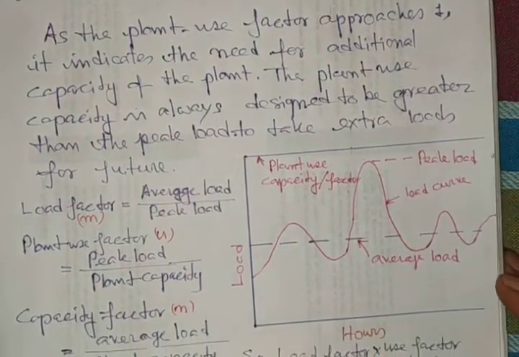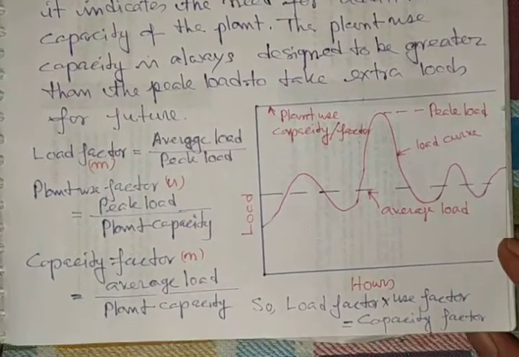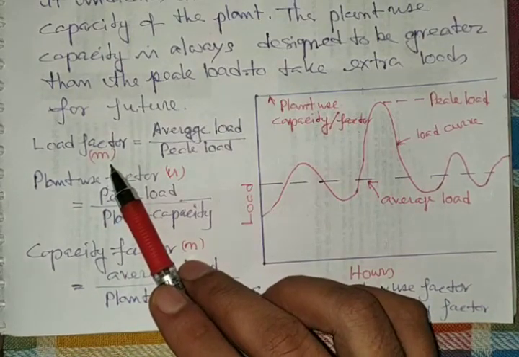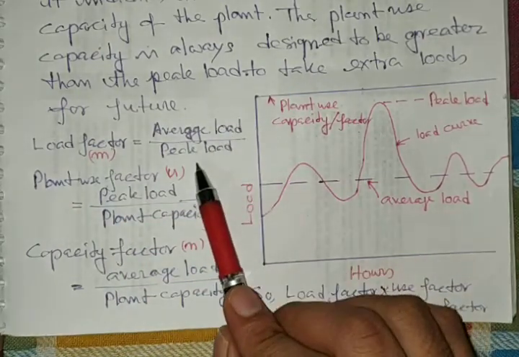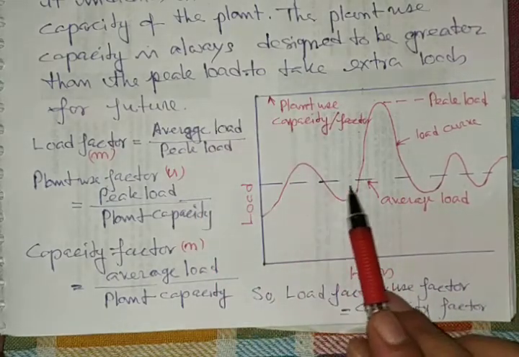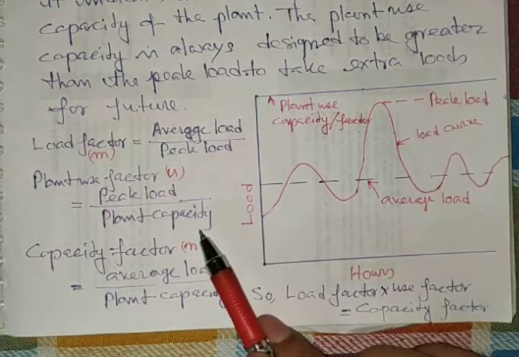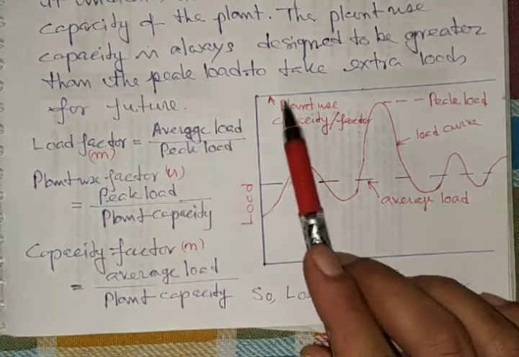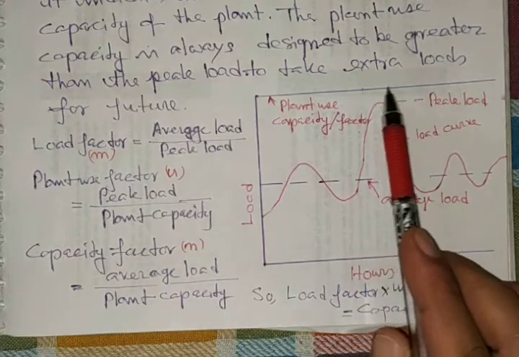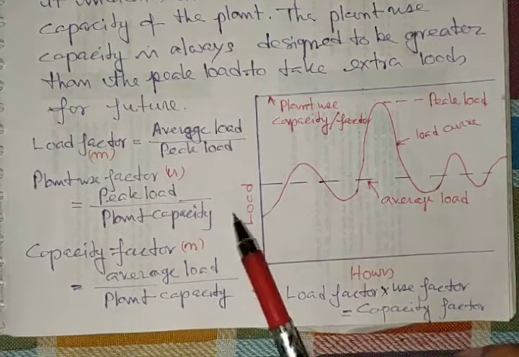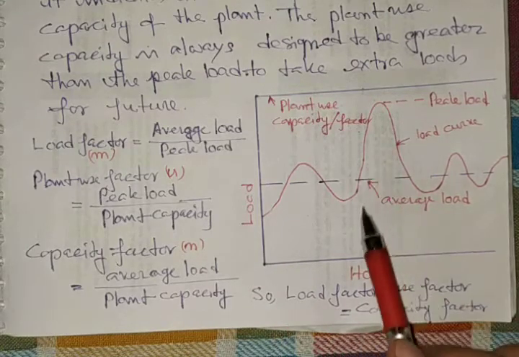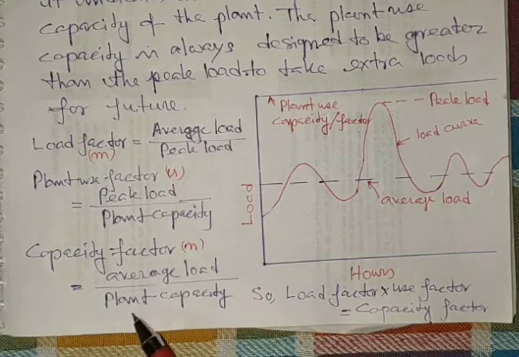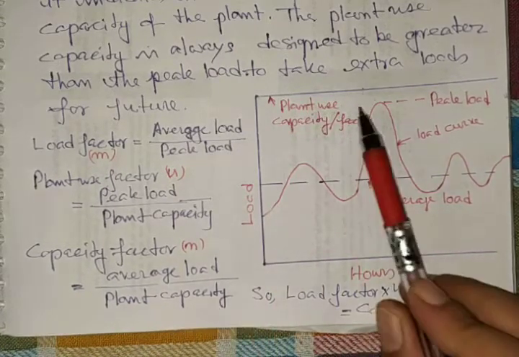So in a nutshell, one can say that load factor, that is M, is average load divided by peak load. And plant use factor U is peak load divided by plant capacity. This is your plant capacity, this is your peak, on a load curve of load versus time. And capacity factor N is average load divided by plant capacity.